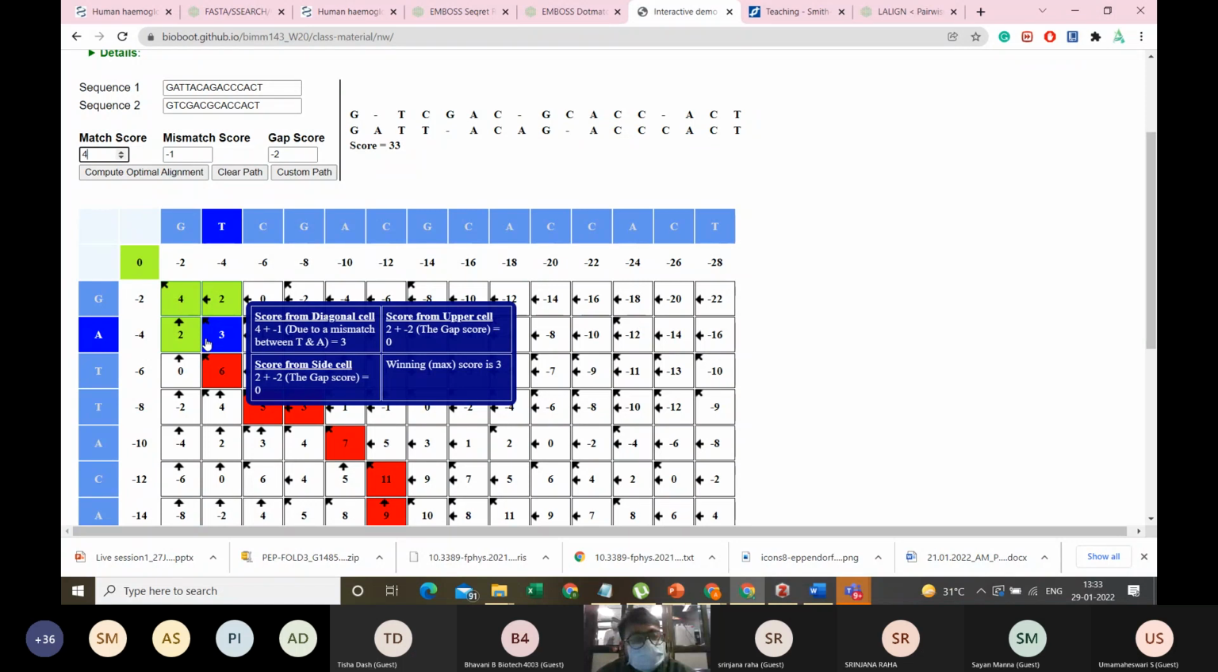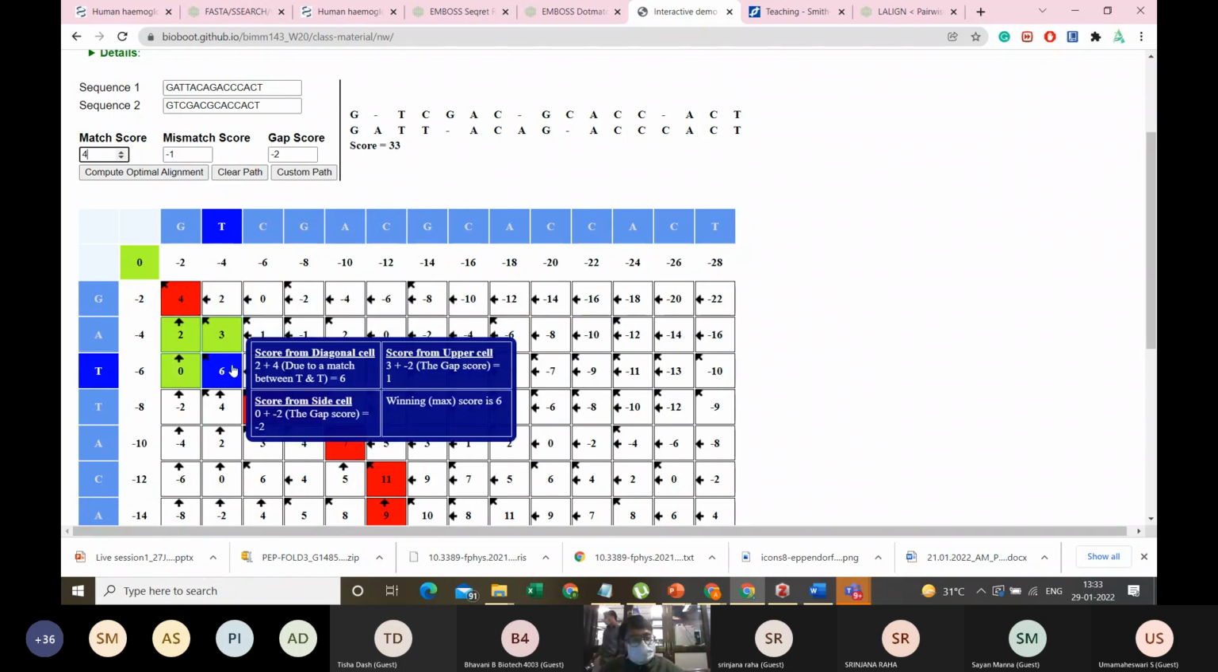So for that, the score of that particular cell will be 3. Just think: firstly, for each cell you have to calculate three values, and then select the maximum score. Fine. So this is the dynamic programming algorithm.